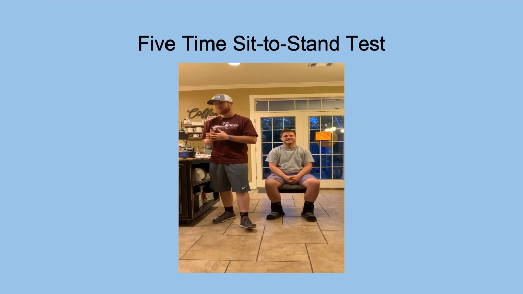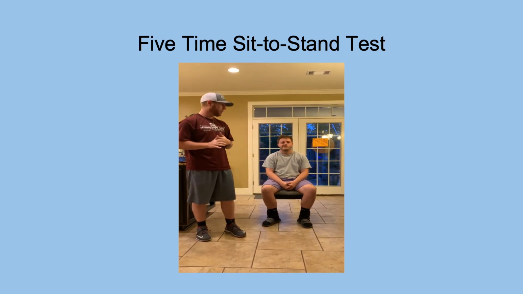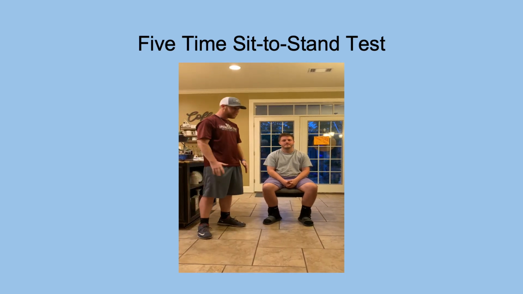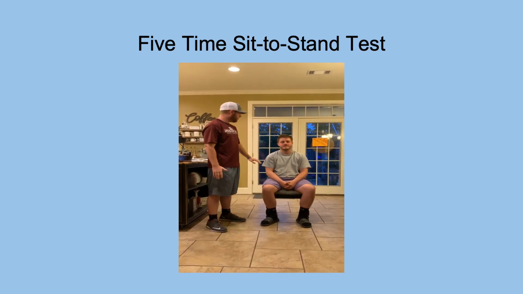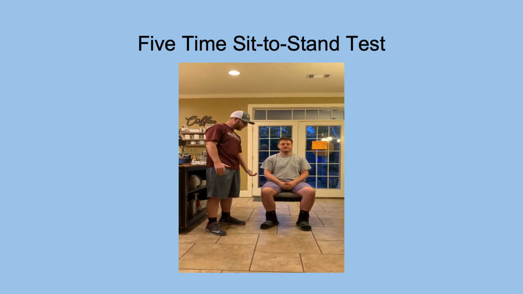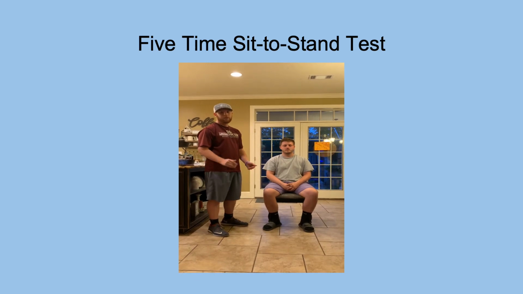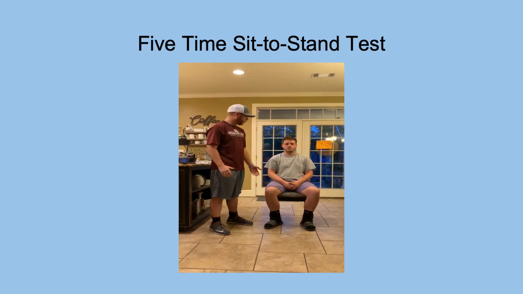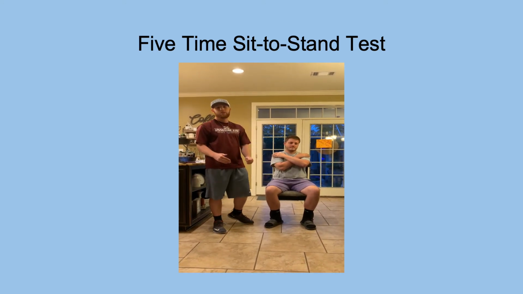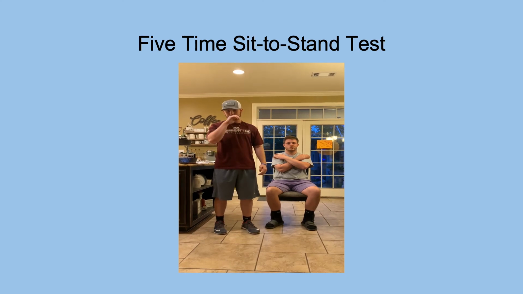Today we'll be doing the 5-time sit-to-stand test, and for this test, all you need is a chair and a stopwatch. What you're going to do is have your patient sit in the chair with their back up against the back of the chair. You want their hips at about 90 degrees with their feet straight out in front of them. Have them cross their arms across the chest, and they're going to stand up and sit down 5 times as fast as they can.